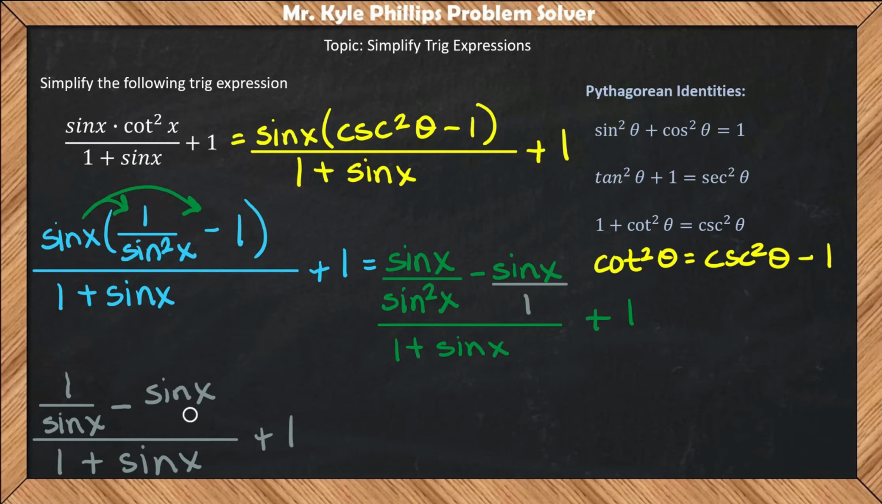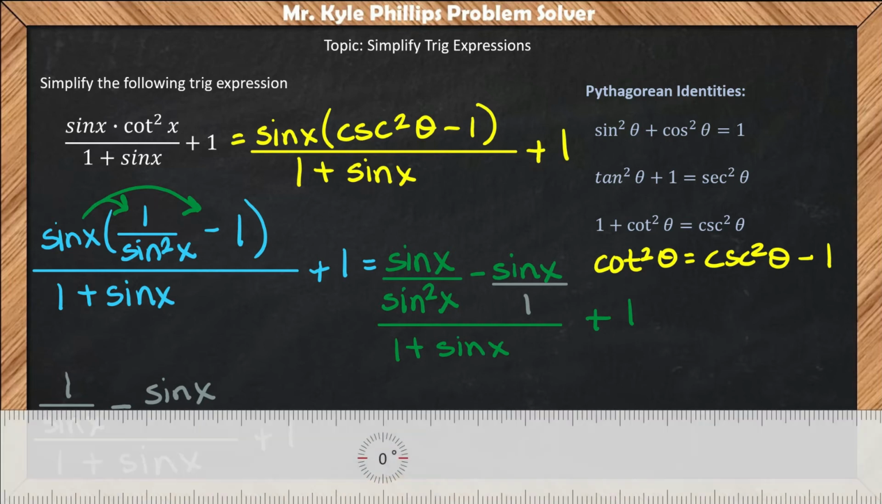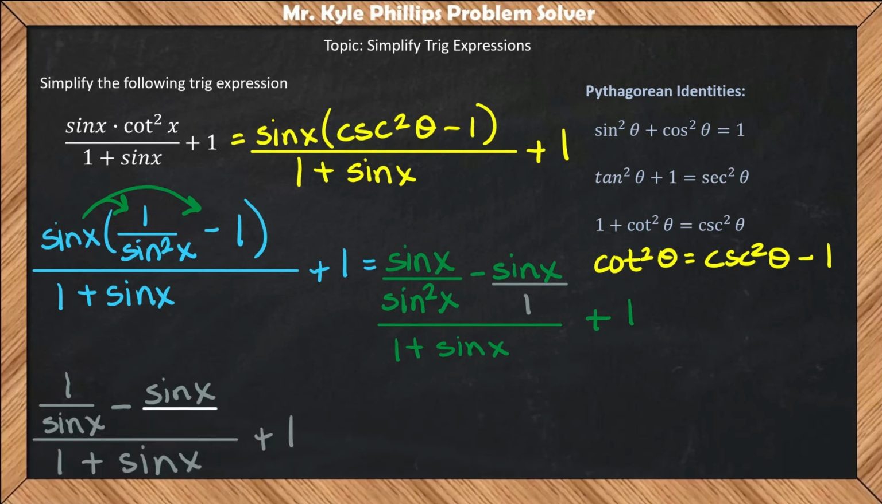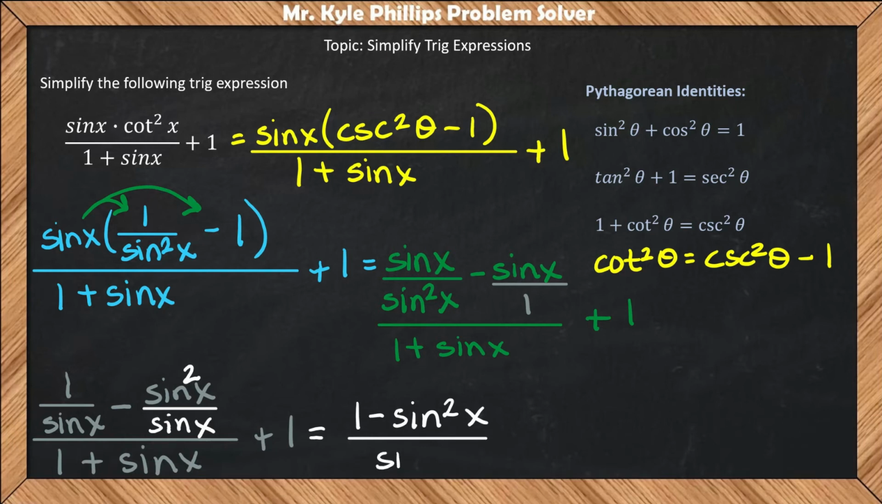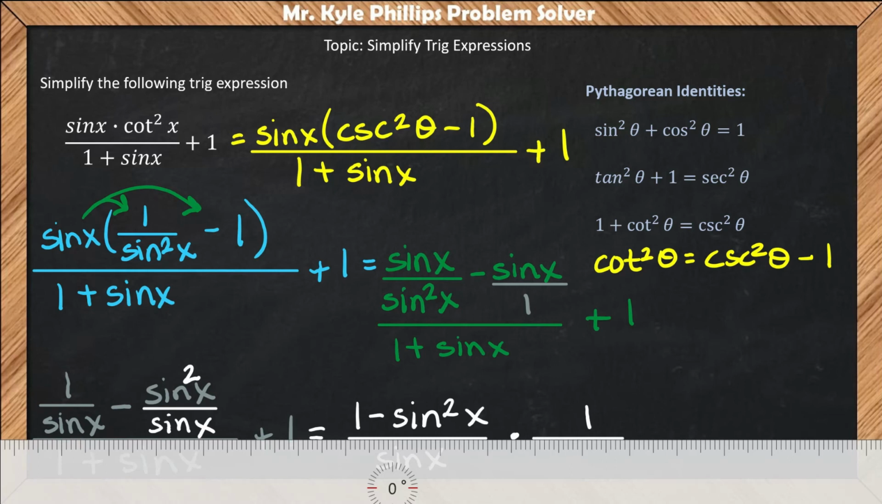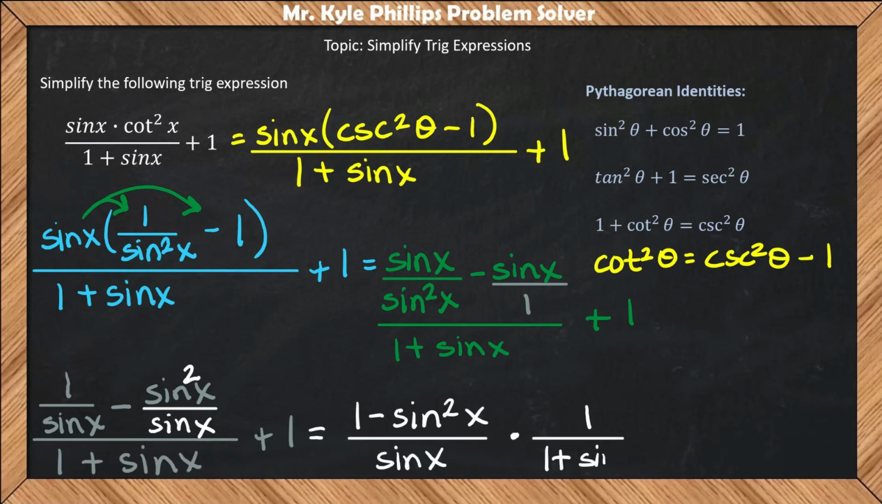Now what I'll do is I'll get my common denominators here. So if I multiply by sine x over sine x, that would give me a sine x on the bottom, and it would make this a squared on top. So now I have 1 minus sine squared, all over sine of x. And this is being multiplied by 1 over 1 plus sine of x. Because you would say divide by 1 plus sine of x, but remember that when you're dividing fractions, you have to keep, change, flip. So I'm going to go ahead and say it's being multiplied by 1 over 1 plus sine of x. So we must do this first, then we'll add the 1.